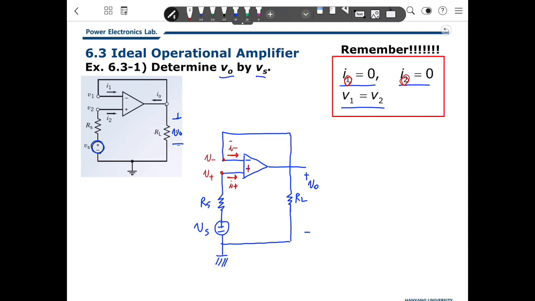Then we should remember, when we have the op-amp, I minus is always 0, I plus is always 0, and V plus and V minus are equal. At first, you should write this equation. What's the meaning of that? I plus is 0. That means the current flowing this way is 0 ampere. So what is V plus?